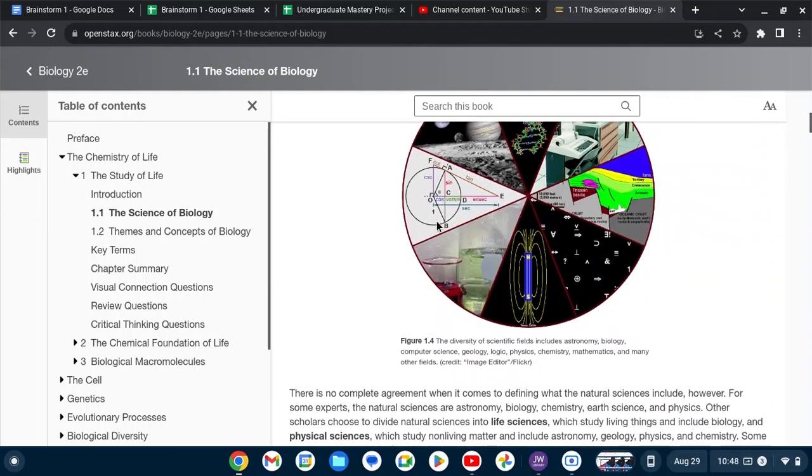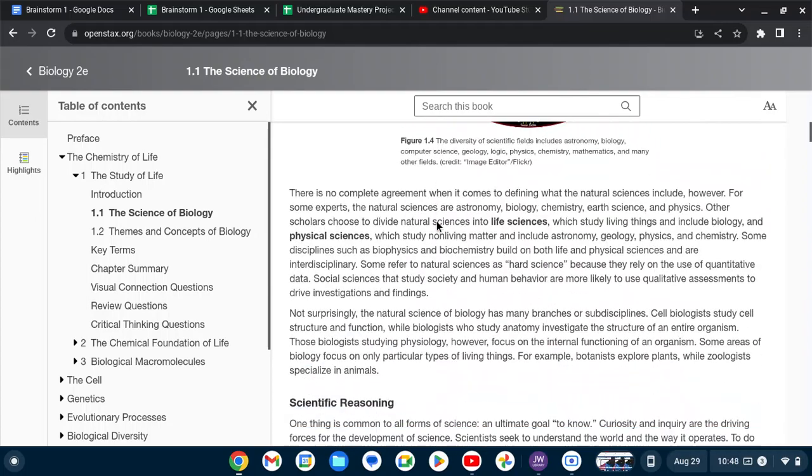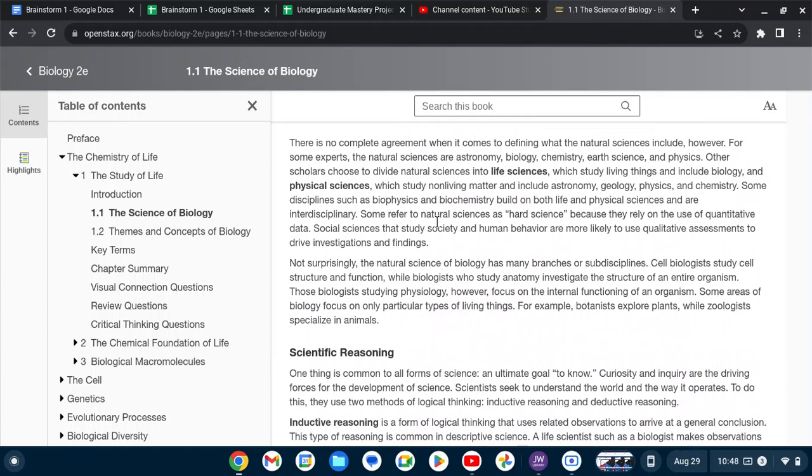There is no complete agreement when it comes to defining what the natural sciences include, however. For some experts, the natural sciences are astronomy, biology, chemistry, earth science, and physics. Other scholars choose to divide the natural sciences into life sciences, which study living things and include biology, and physical sciences, which study non living matter and include astronomy, geology, physics, and chemistry.